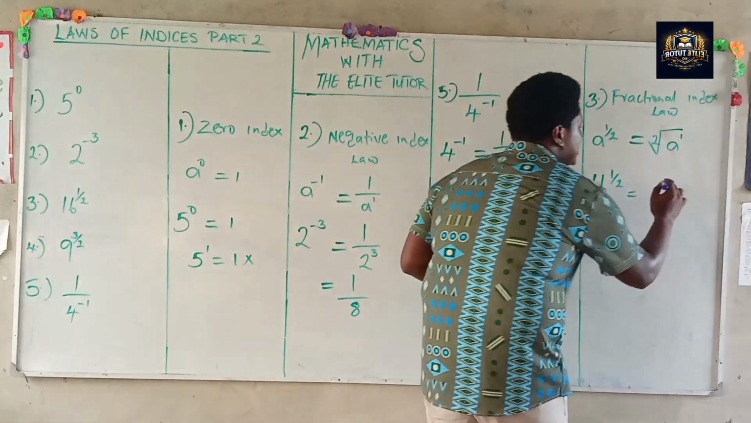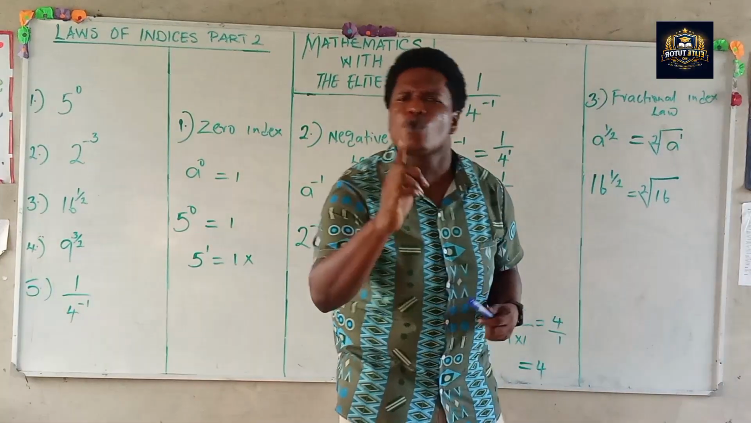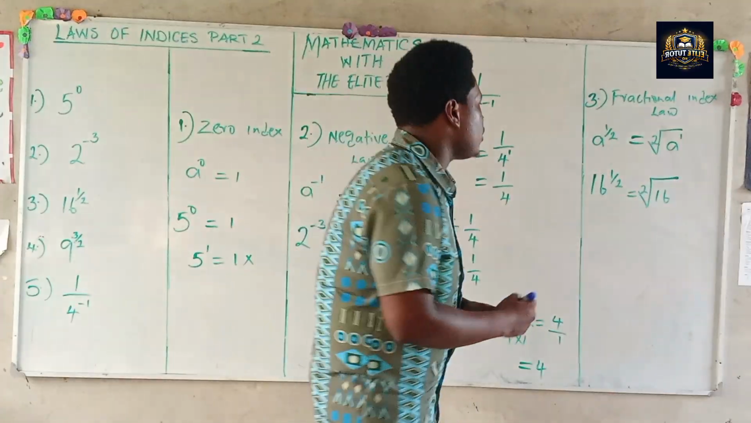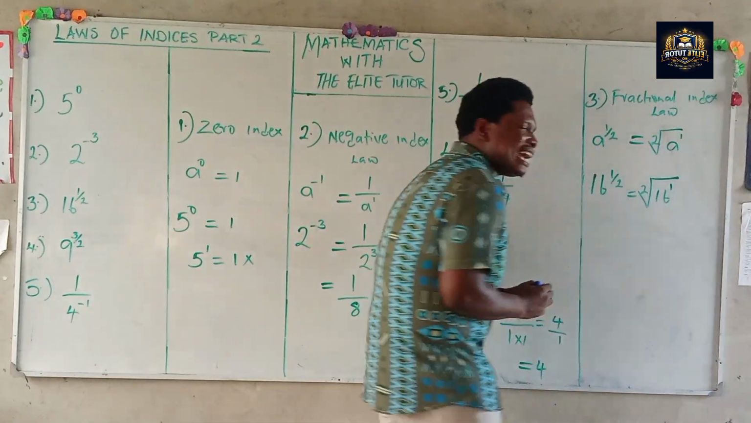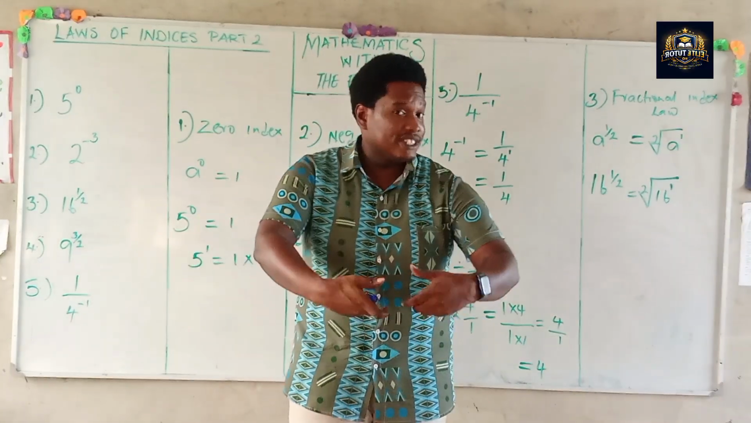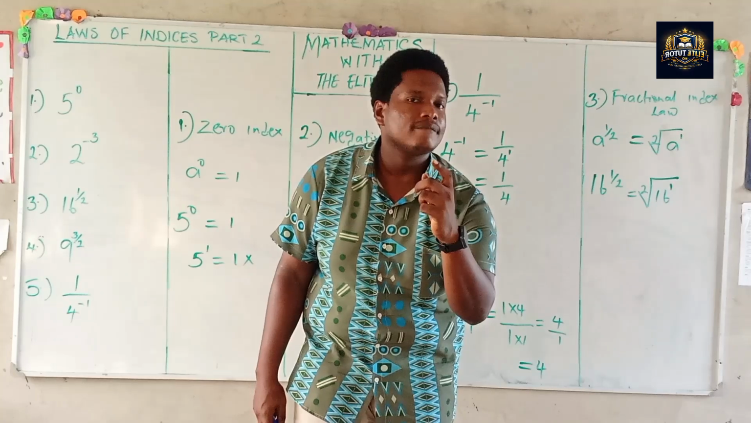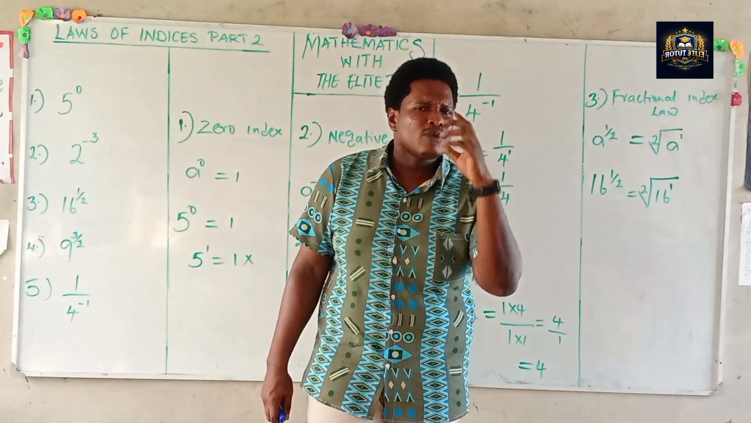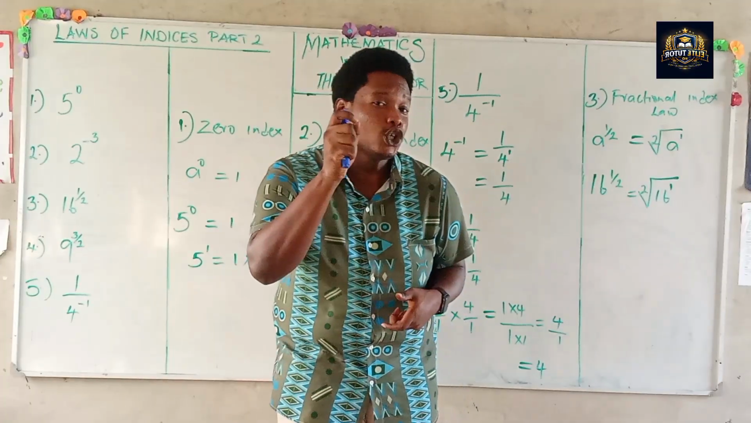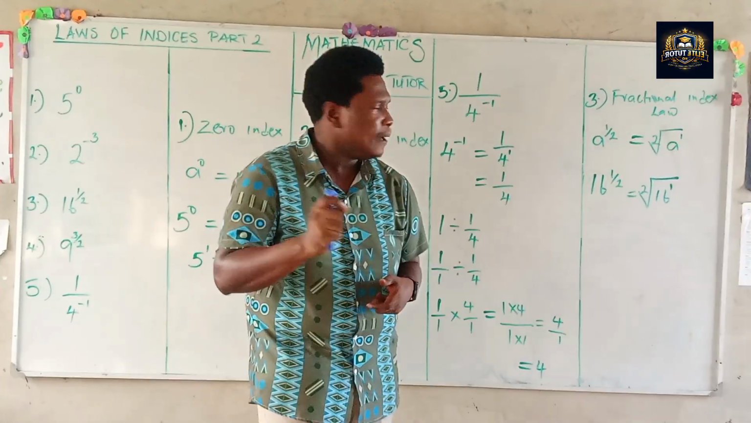So we're going to have the square root of 16. Why is it square root? Because my denominator is 2. And the power here will be 1, because my numerator is 1. Please take note: the denominator always takes the root, while the numerator takes the power. The first thing we are going to do is solve the root before the application of the power.